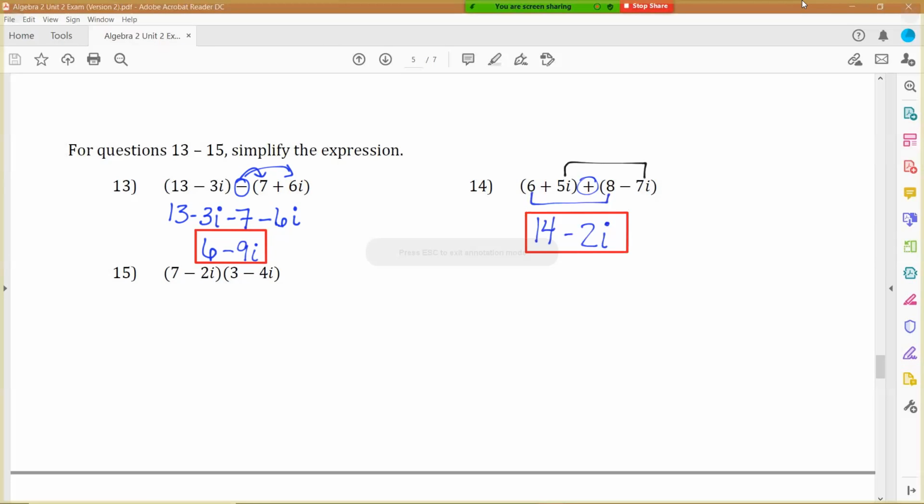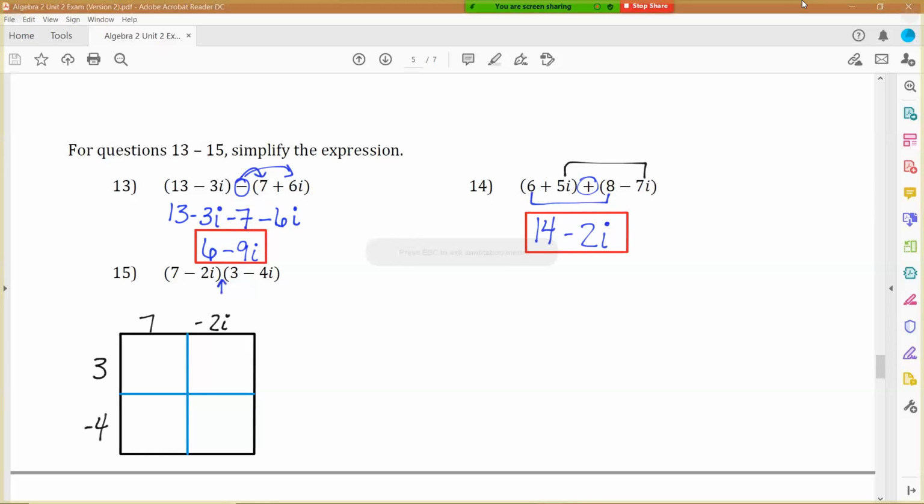Question 15, however, does not have any symbol between the two sets of parentheses. Since there's no symbol, it's assumed to be multiplication. So we're going to multiply these two. I would say the best way to do it is just draw your box. 7 minus 2i goes on the side or the top. 3 minus 4i, again on the side or the top. And then we just want to multiply corresponding boxes.